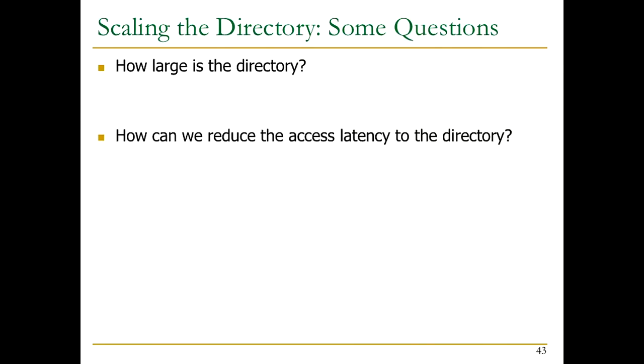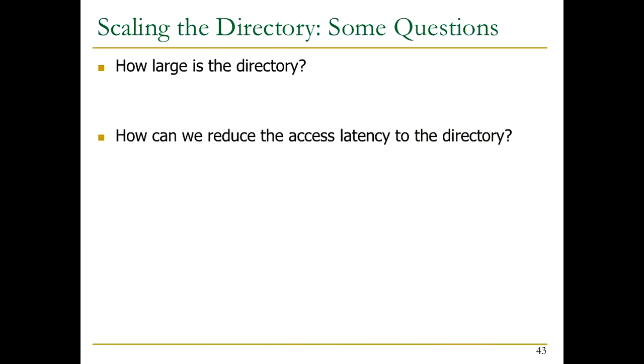How can you reduce the access latency to the directory? As we said, if you distribute the directory, now you're making the access latency non-uniform. You run into fairness issues, all of those issues. But you can also run into not so great situations where this processor is always requesting a particular block, but the directory entry happens to be very far away.